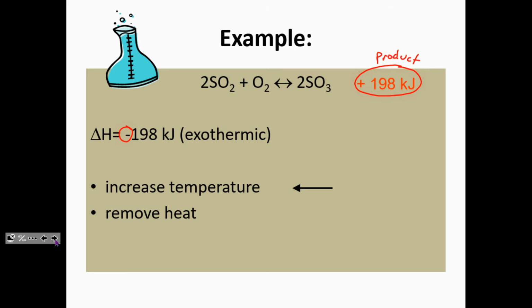You'll notice that we do have a positive sign. The delta H is still negative for the reaction, but it's because heat is being released, which makes it a product. If we remove heat, we take away a product, it's going to shift to the right to fill in the gap.